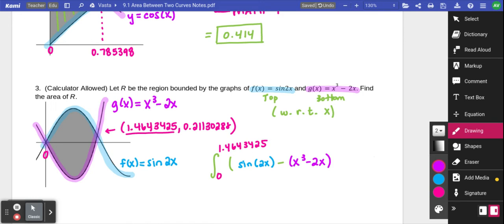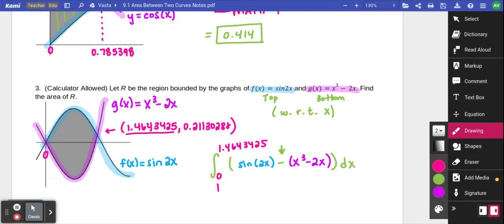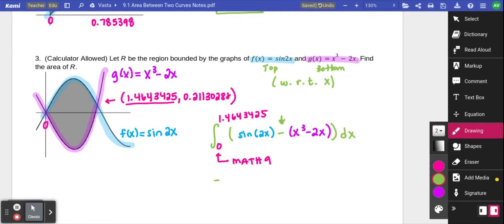Now I'm making sure to put that equation in a parentheses here because I want to make sure that I'm subtracting both parts of that equation. If I don't use a parentheses, then I'm really just subtracting the x cubed. Once I do that, I'm going to again go to math option 9. I'm going to type in this integral. And once I do that, I'm going to get that my final answer here is 1.983. So the size of this area right here is 1.983 units squared.